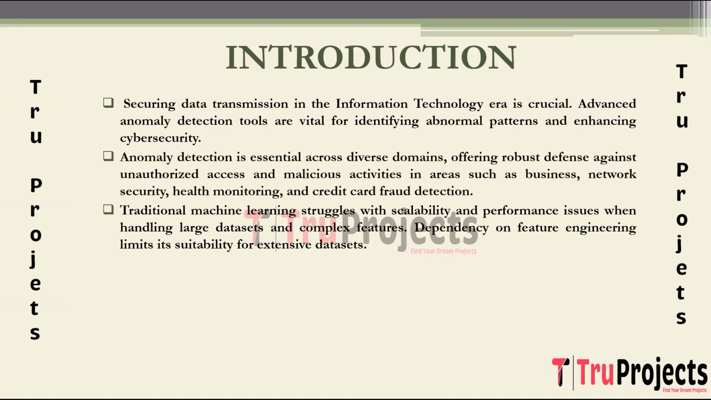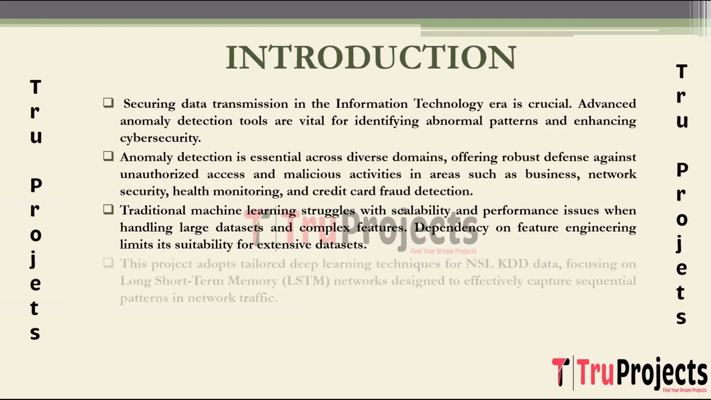Traditional machine learning based network anomaly detection algorithms, while effective for smaller datasets, face challenges in scalability and performance when dealing with large datasets and complex features. Their efficiency is heavily dependent on the implementation of feature engineering and the split ratio, which makes them less suitable for tasks involving extensive datasets and intricate features.